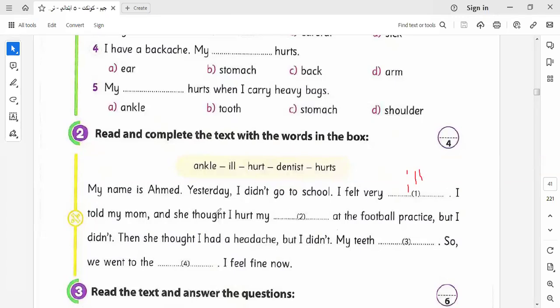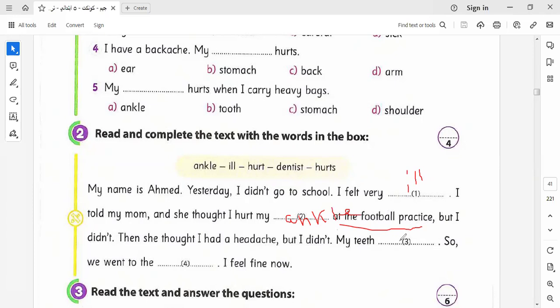I told my mom, and she thought I hurt my ankle at football practice. But I didn't. Then she thought I had a headache, but I didn't.